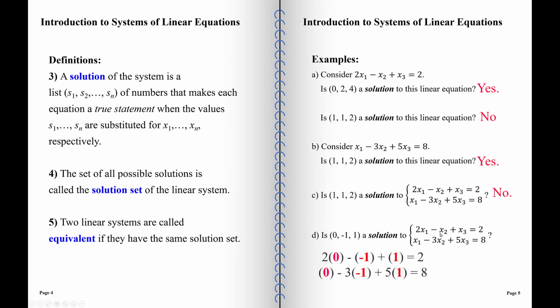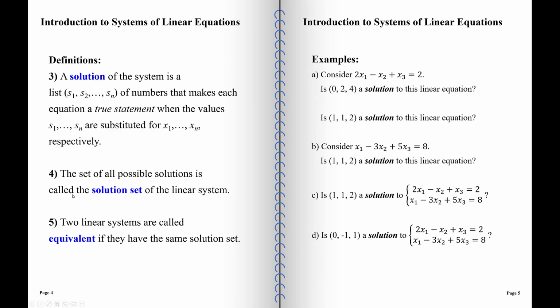So we would check, and I think we can see that plugging in, replacing these values of 0, minus 1, and 1 for x1, x2, and x3 respectively, we see that it is a solution to the first equation, and also it is a solution to the second equation. So the answer is yes. This ordered triple is a solution to this system.